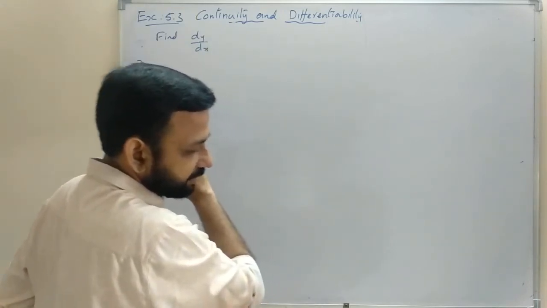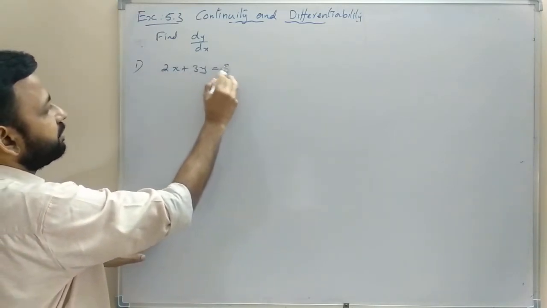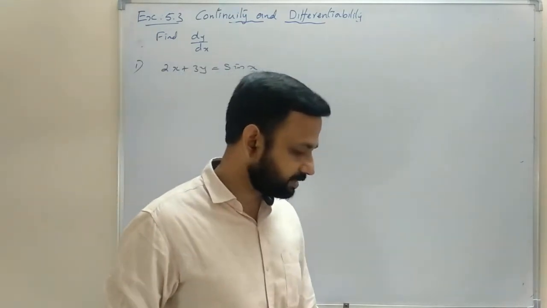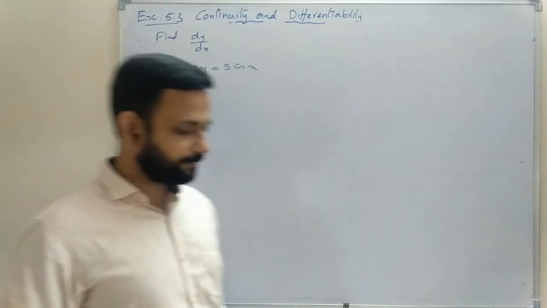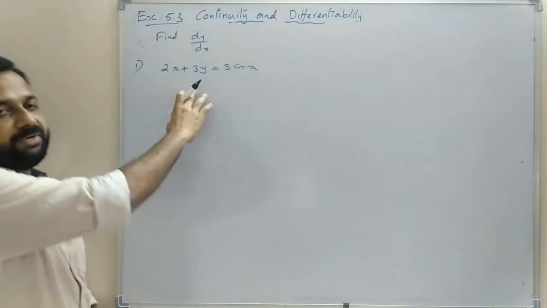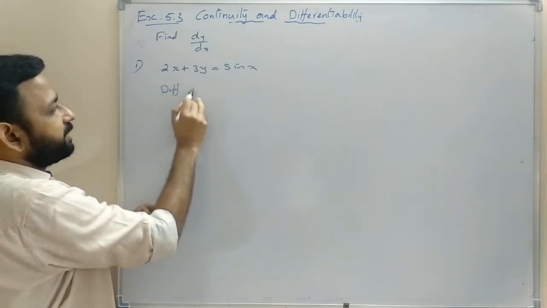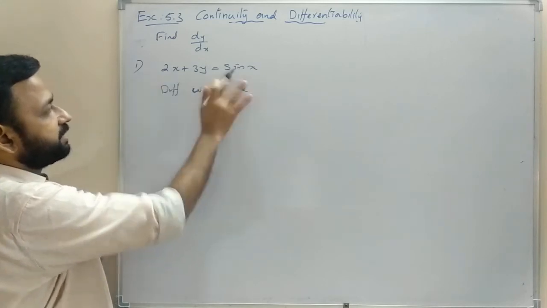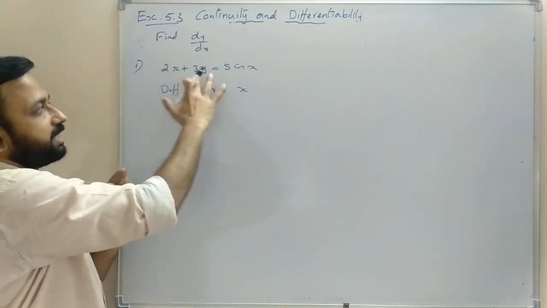2x plus 3y is equal to sin x. We need to find the dy by dx from here. So here we need to find dy by dx from this equation. So we can differentiate with respect to x. We can differentiate each and every term.